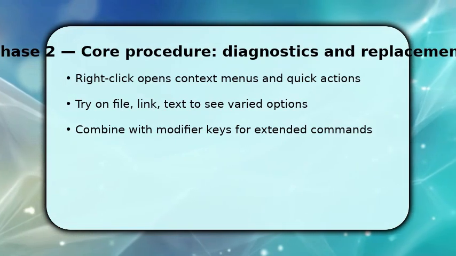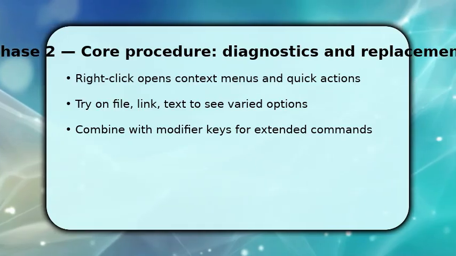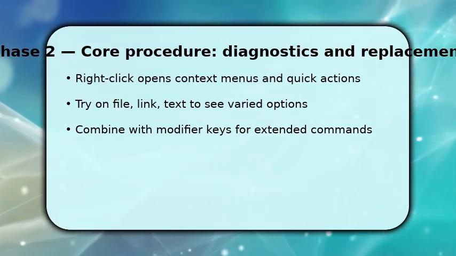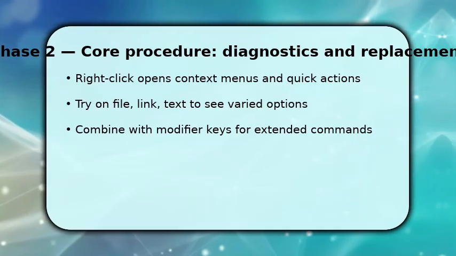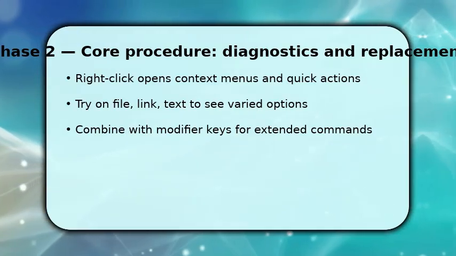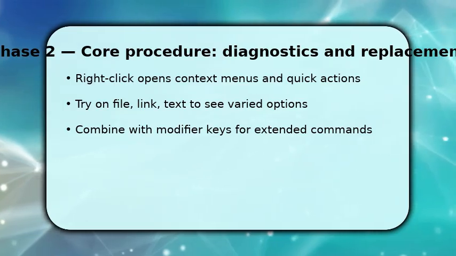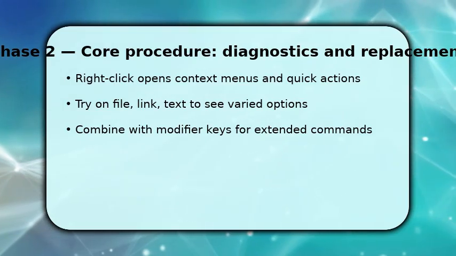Now you practice using the right-click in common scenarios so it becomes muscle memory. Right-click a file to reveal Rename, Copy, and Get Info options. Right-click a link to open a new tab. These differences matter because context changes available actions.